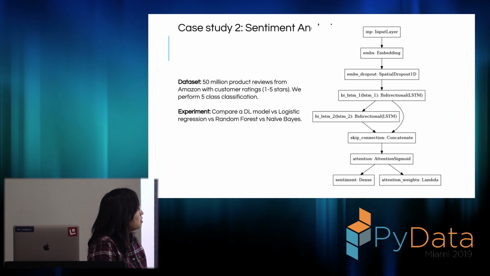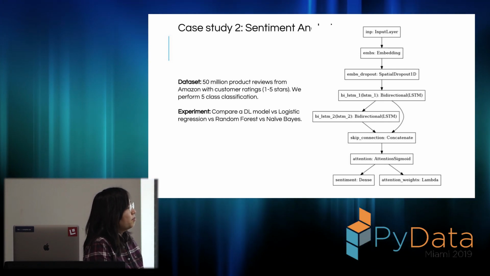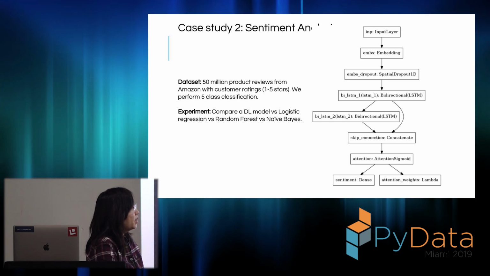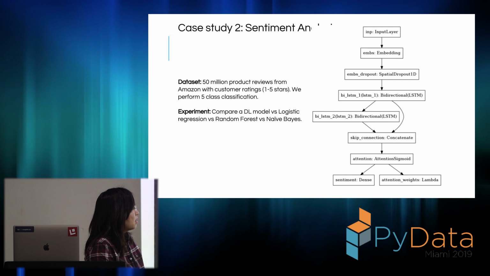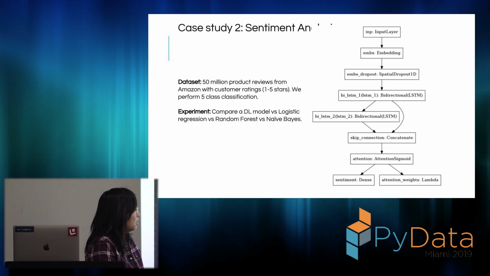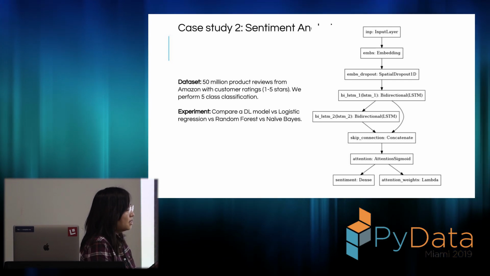And similarly, we use the embedding spatial dropout, but here instead of just using one layer of bidirectional LSTM, we use 2 layers of bidirectional LSTM to make it more expressive, and then concat them together, and then apply an attention layer and then at last get the dense output to predict the sentiment.